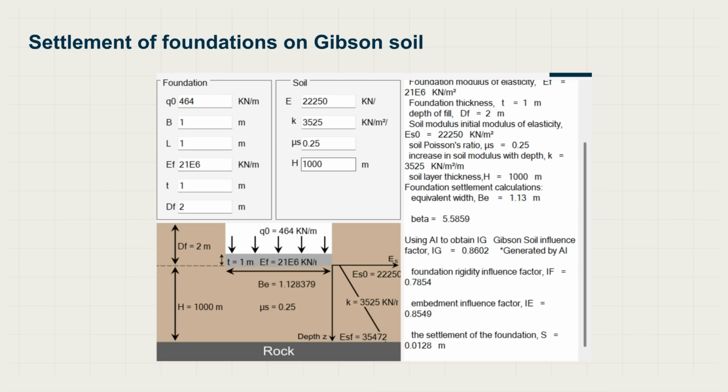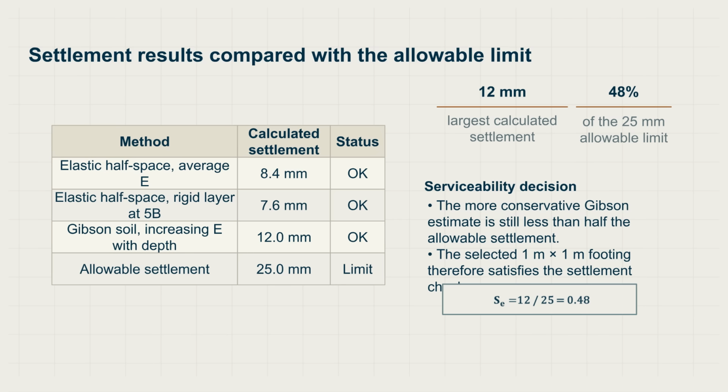By applying the Gibson model parameters to the foundation geometry and soil properties, we can perform a sensitivity check to ensure our settlement predictions remain robust. Comparing these results shows the Gibson soil approach yields a settlement of 12 millimeters. This is more conservative than our previous estimates, but still under half of the allowable 25 millimeter limit, confirming the design remains valid.